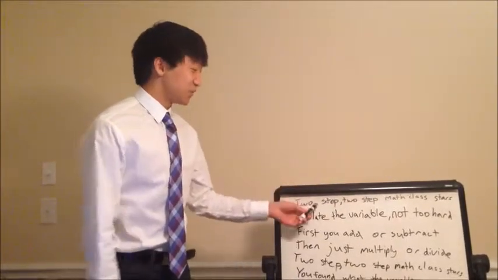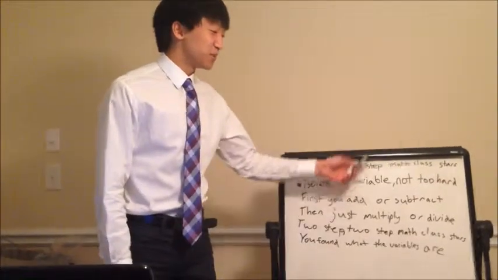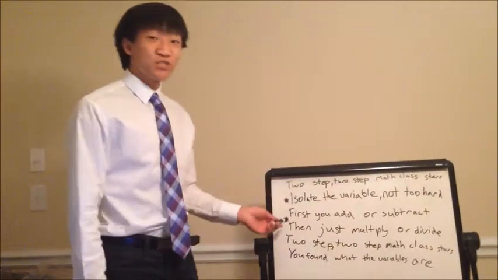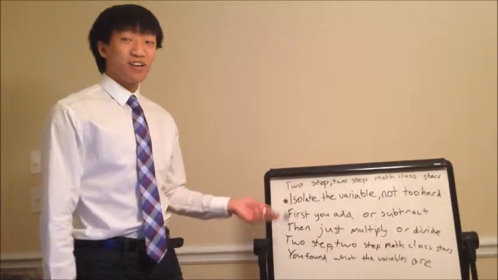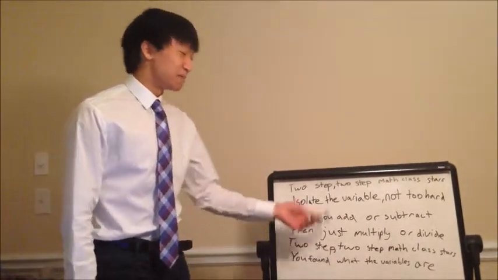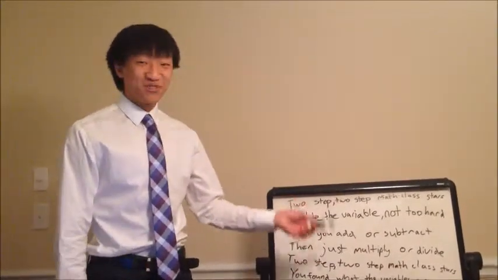Ready, set. Two-step math class stars. Isolate a variable, not too hard. First you add or subtract, then just multiply or divide. Two-step math class stars. You found what the variables are.